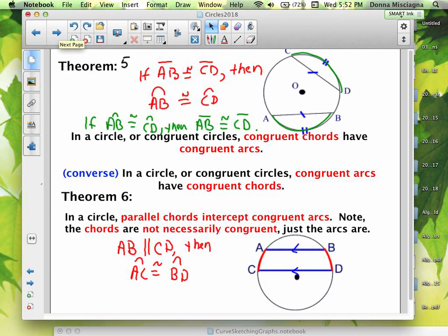And that makes sense. If the chords are the same distance apart from one another all the way through, right, they're going to slice off the exact same amount of the circle. So if AB is parallel to CD, then arc AC has to be congruent to arc BD. Right? All right, so let's look at a problem involving that. We've already solved tangent problems, but let's solve a parallel chord problem.